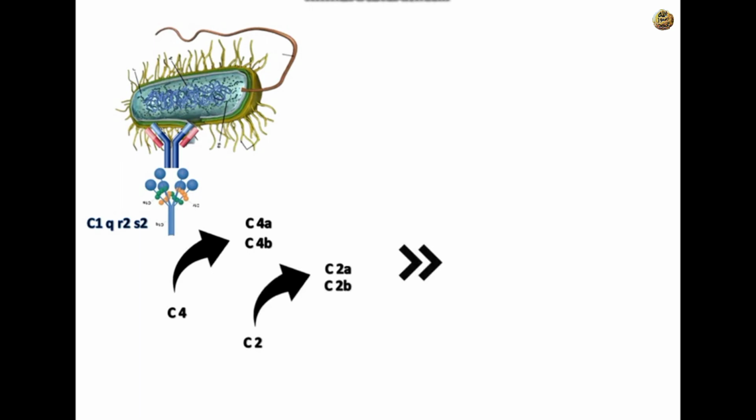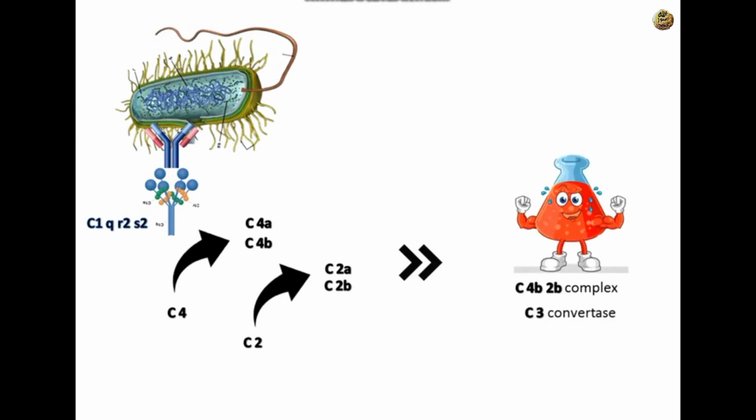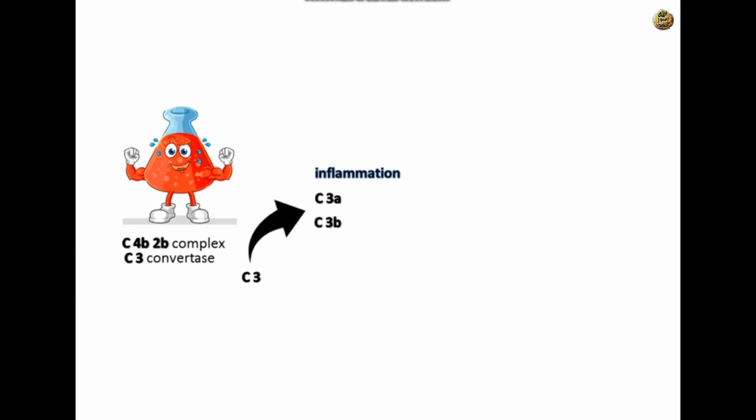After that, C4b and C2b combine together and form an enzyme complex called C3 convertase. Hence, the C3 convertase will actually be C4b2b. The C3 convertase works on C3 and cleaves it into C3a and C3b. C3a helps in inflammation, while C3b along with C3 convertase forms C5 convertase.